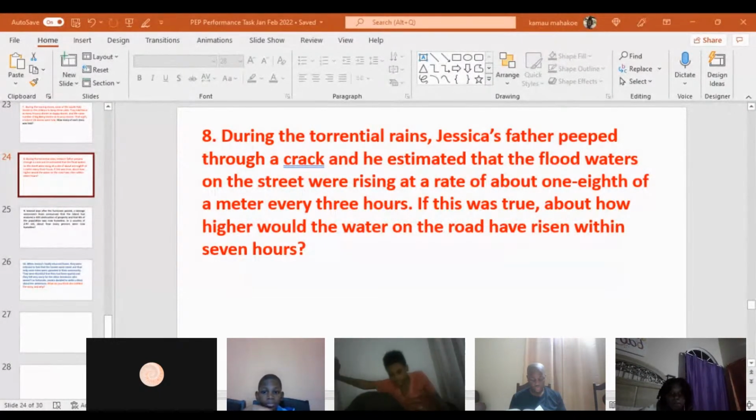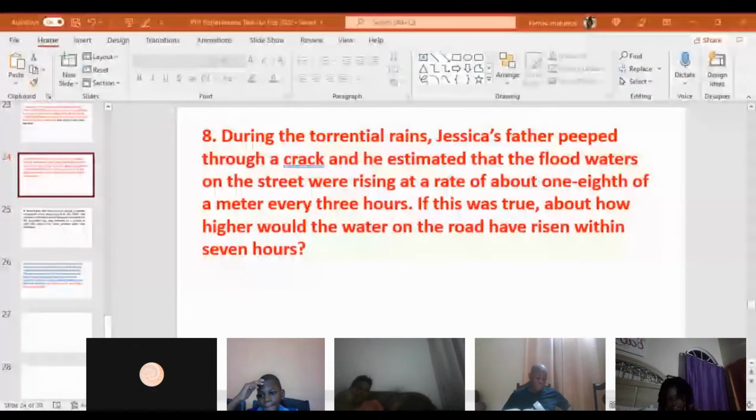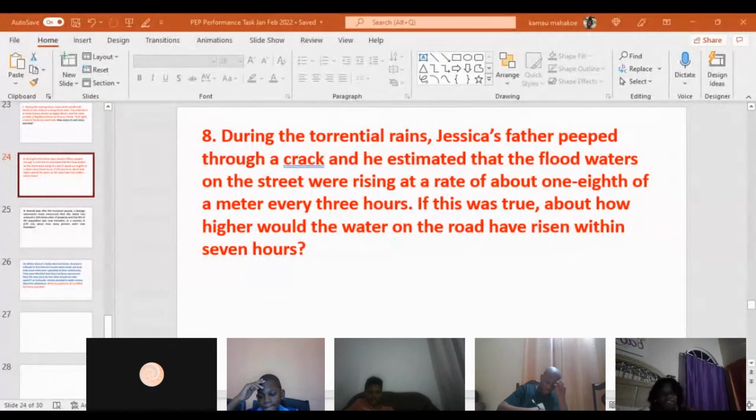So you're not saying 37.5 centimeters? Yes, Miss. All right, why did you change your answer for that one? Because it says 1/8 of a meter every 3 hours. So I multiplied the 1/8 of a meter by 3, which would be 12.5 times 3, which would give you 37.5. All right, so go again. The 1/8 of a meter is 12.5 centimeters. So I times that by 3 and I got 37.5.